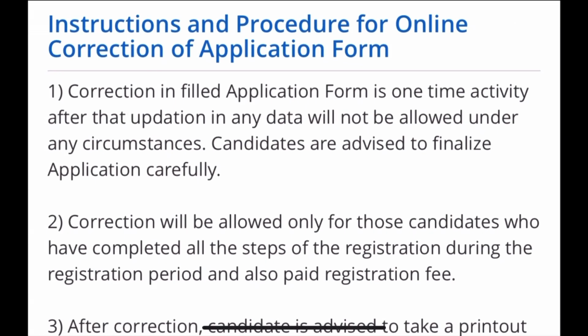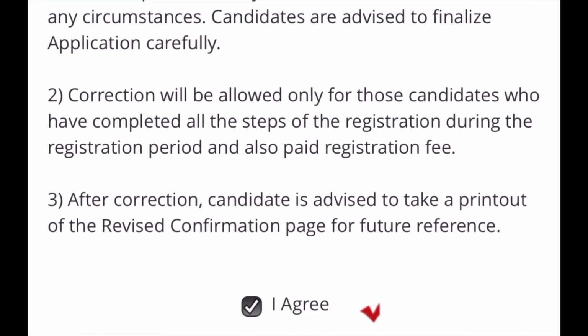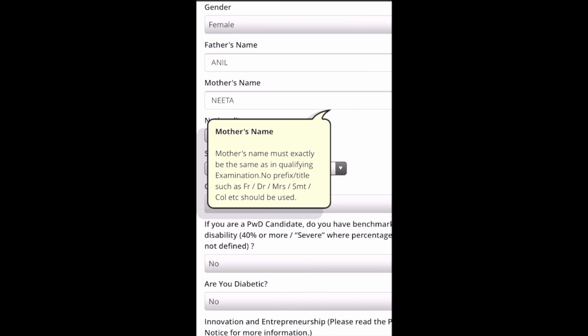Alright, the moment you log in from your login ID, it will ask whether you want to do all the changes. Correction is allowed only for those candidates who have completed the steps and paid the fees. I agree, and it will take you to the page. And surprisingly, you can edit everything. In the CAT paper, they also give you a window to edit, but editing is only allowed for a few things. Here you can edit everything. You can change your name also. You can change your father's name, mother's name.